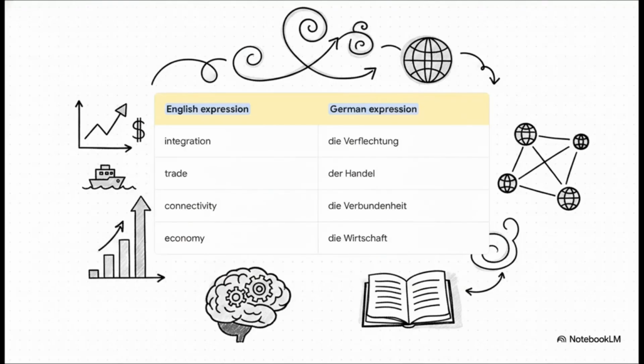Now, to really nail this topic on your exam, you've got to have the right vocabulary. Let's look at some of the big ones. First, we've got integration, or die Verflechtung, that's totally central to the definition. Then there's trade, der Handel, which is basically the engine of globalization. Connectivity, or die Verbundenheit, is another one, and it can be both a good and a bad thing. And of course, economy, die Wirtschaft. Knowing these words is absolutely crucial.